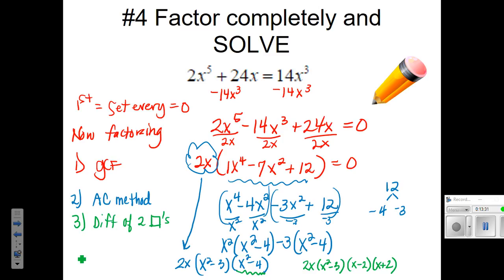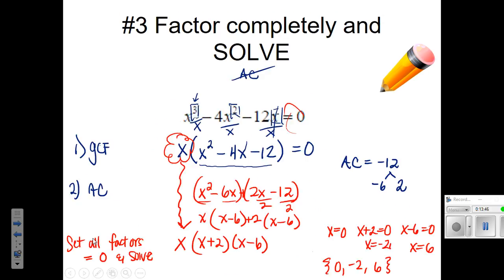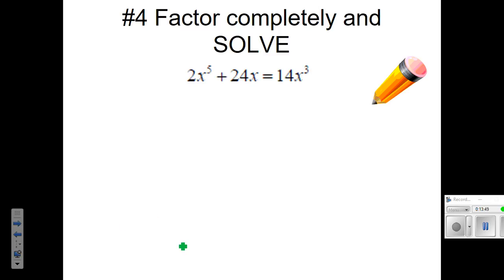All right, now that everything is factored, we can set each factor equal to 0 and solve. Sorry about that line. Oh, I just lost everything. Uh-oh. Okay, so I got to remember what was there. We had 2x, x squared minus 3, x plus 2, x minus 2. You can go back and rewind and pause it to get the answers again. I apologize for that. Anyway, now we can set these equal to 0.